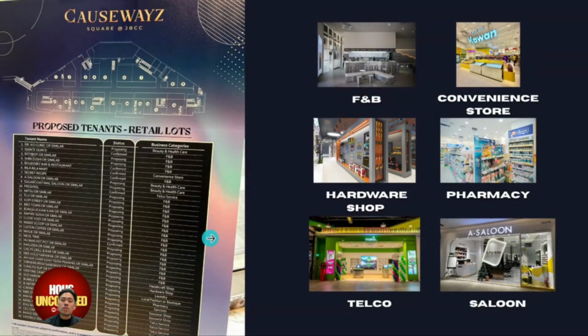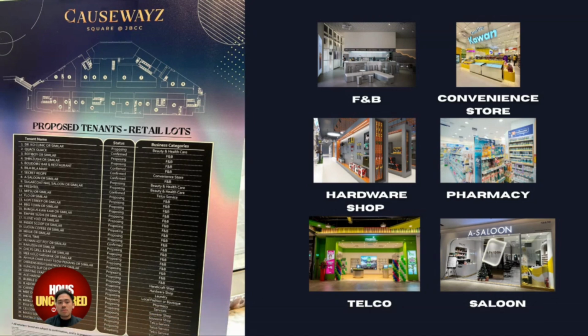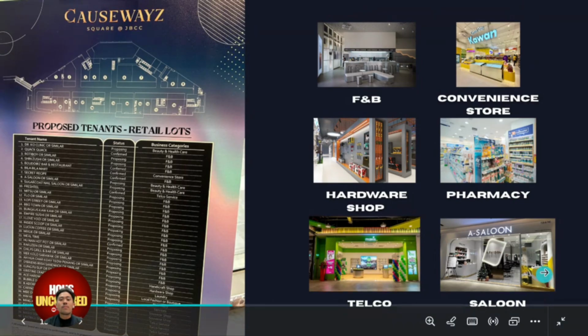And here, just to show you what the commercial elements inside Causewayz Square are. To give you some perspective, right, I actually took some actual photos from the project done by Exim previously, which is at Miller Square. You can see these are the cafes and these are the groceries. So what they add on top of that are the hardware shop, pharmacy, telco, and so on. Of course, these are all proposed at this point, as you can see from here.